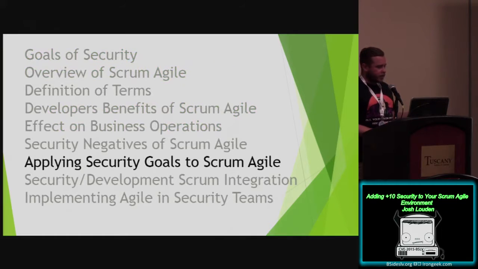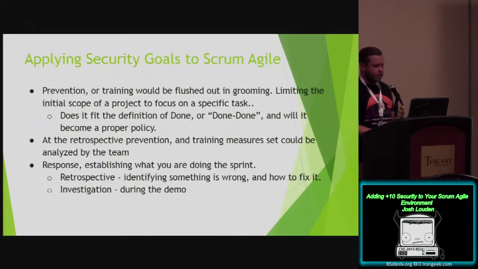So given our previous security goals, how do we apply those to Scrum? With prevention and training, those can be fleshed out in grooming, so you can limit the scope of a specific task, and then figure out if it's proper policy and if it meets the definition of actually finished.